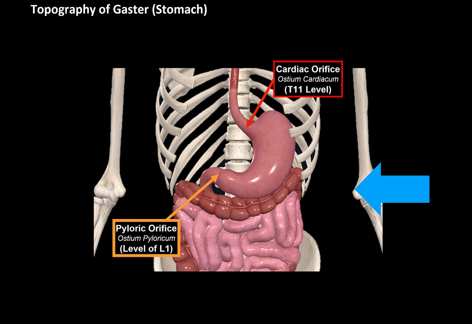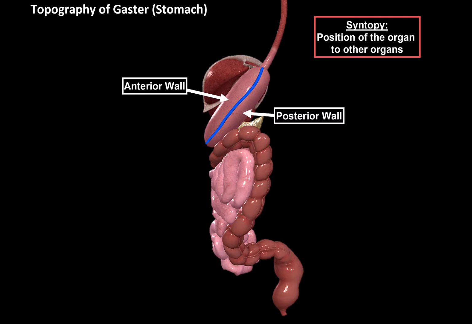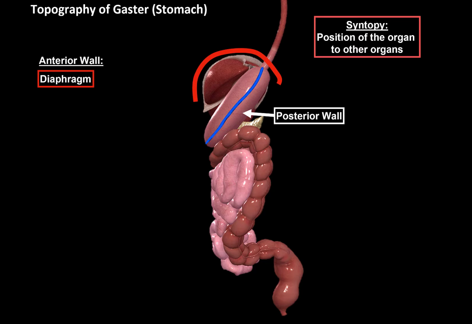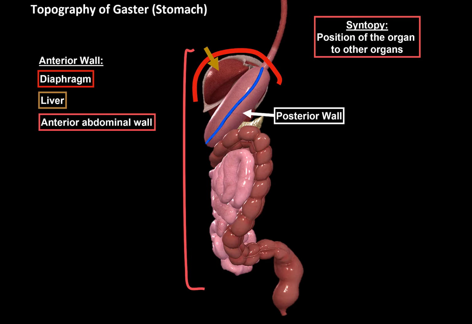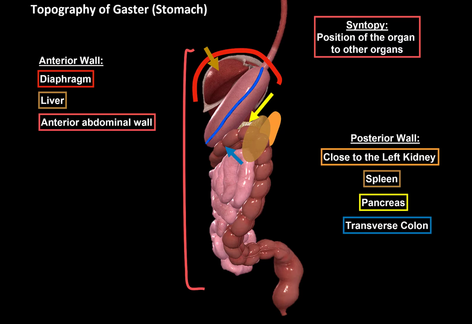So if we look at the stomach from this perspective, laterally, you will see this. The stomach has an anterior wall and a posterior wall. From this position, we can look at the syntopy, meaning the position of the stomach relative to other organs. Anteriorly, we can find the diaphragm, and the anterior abdominal wall. We will find the liver, and we will also find the stomach facing the anterior abdominal wall as well. And the posterior wall of the stomach is close to the left kidney. You will also see the spleen, the pancreas, and the transverse colon facing the posterior surface of the stomach as well. So that was the syntopy.